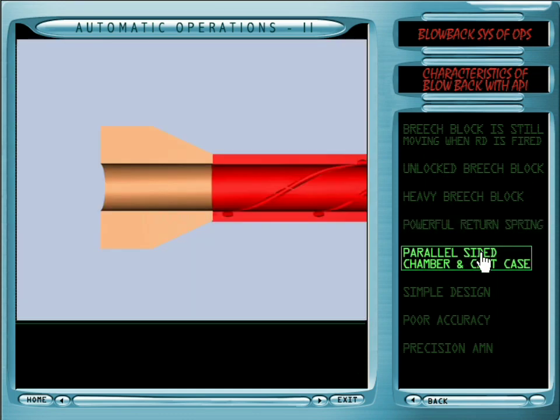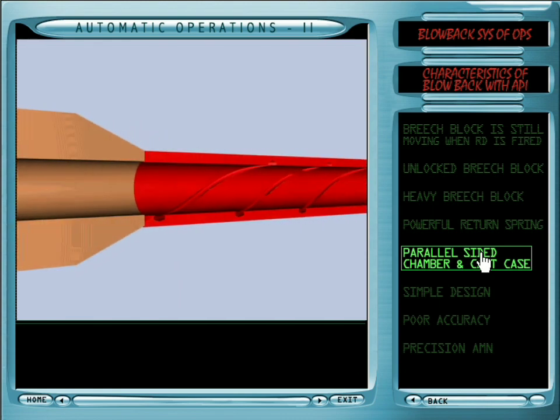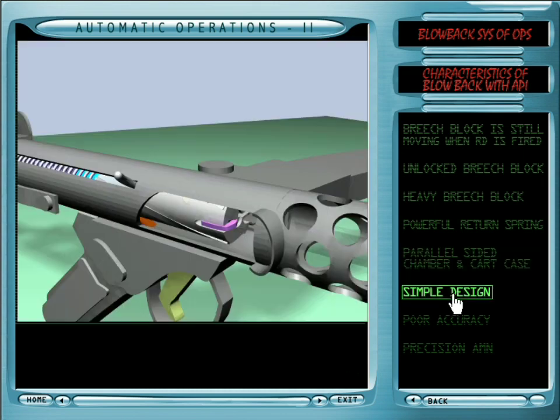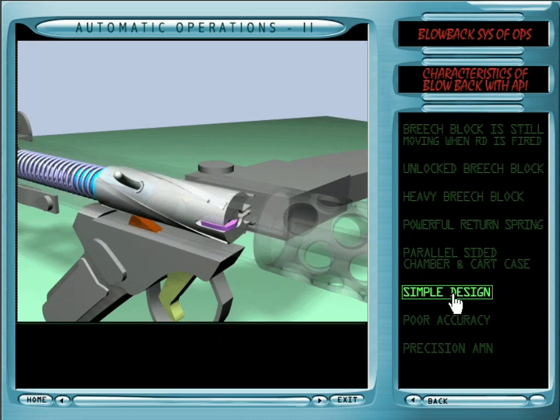Parallel chamber and cartridge case. Parallel sided chamber and cartridge case ensure maximum friction during extraction. This delays the process and allows safe pressure to be achieved in the barrel. Simple design. The design of blowback operated weapons is kept relatively simple, and they comprise a heavy breech block, a powerful return spring, and a firing mechanism.